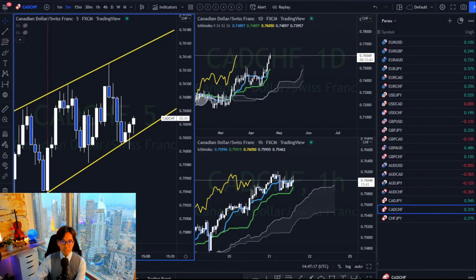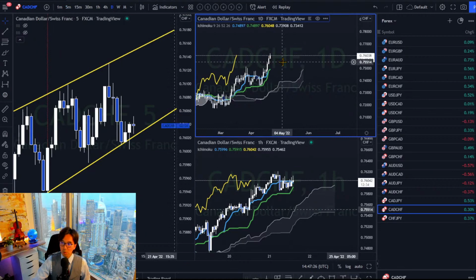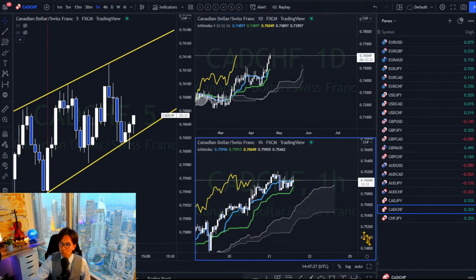Okay, so let me see other comments now. This is CAD Swiss franc. Daily is bullish as per Ichimoku. 1 hour is also bullish.